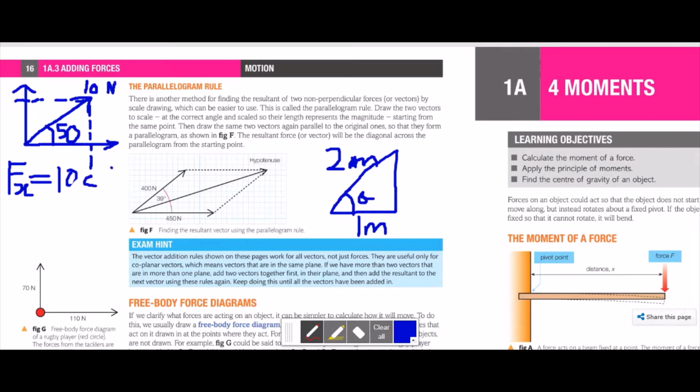So for short, I will use the letter C for cosine. So cosine 50, 10 cosine 50. This is the component along the x-axis. Now the component along the y-axis, we will call it Fy, and it will be equal to 10 sine 50. I will use S for short.